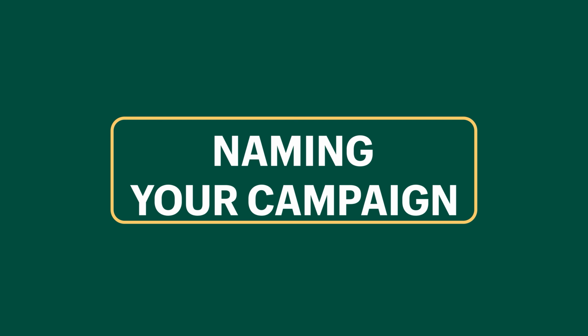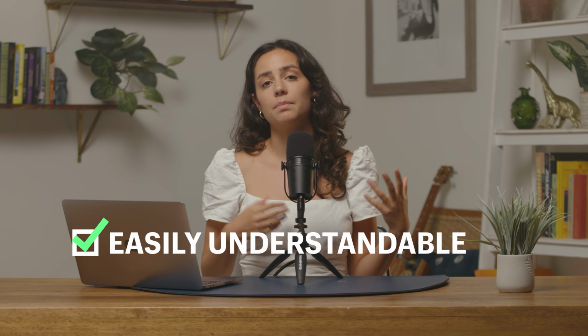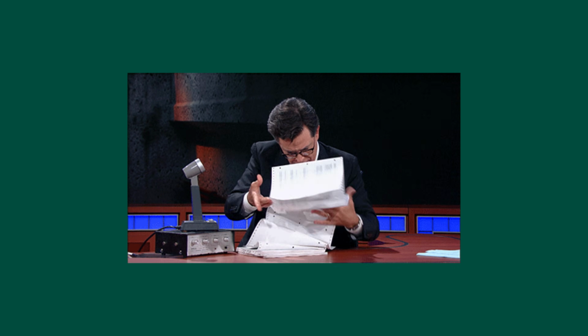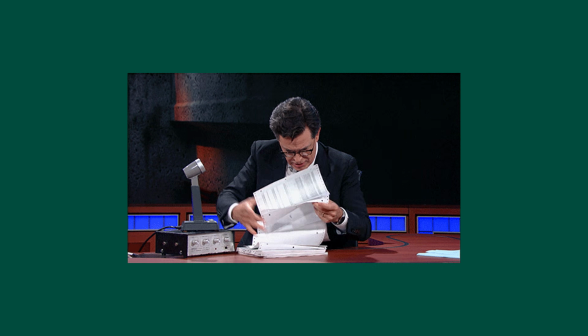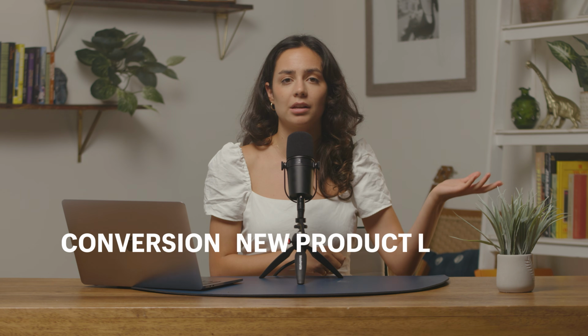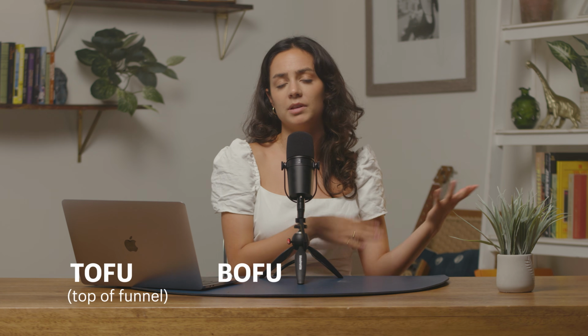Okay, so you're gonna give your campaign a name. You wanna make sure that the naming convention is gonna be as easily understandable as possible, especially upon first glance. This is gonna be especially important when you have many campaigns all at the same time. And you wanna use the campaign objective in your name, like conversion, new product launch. And also you might wanna include what level of the funnel the audience is in, like tofu, which means top of funnel, and bofu, which means bottom of funnel.